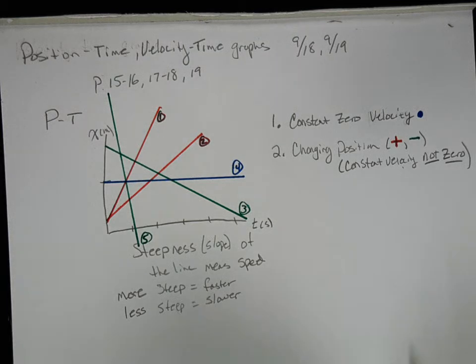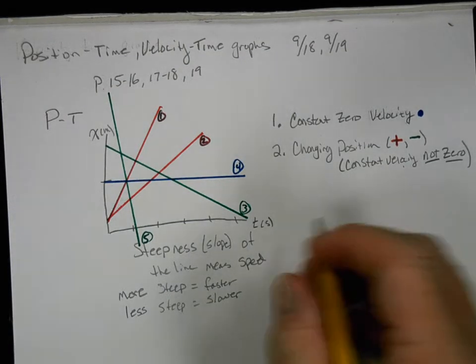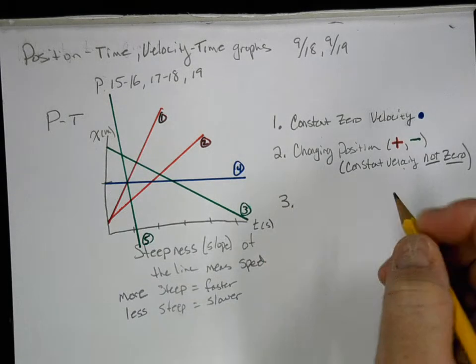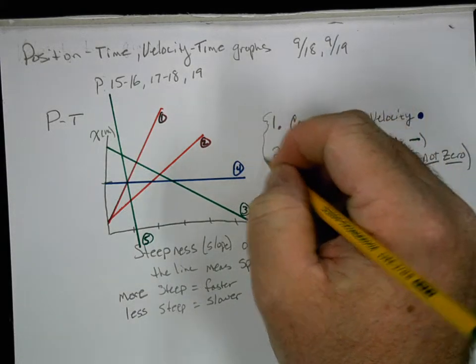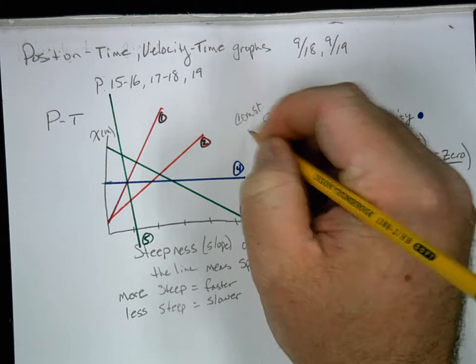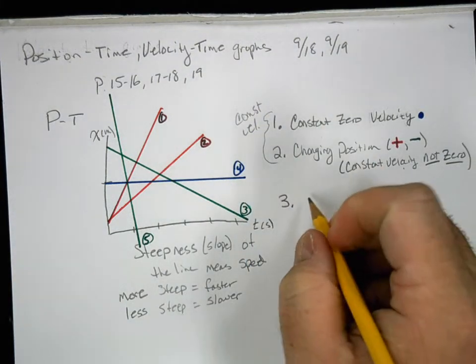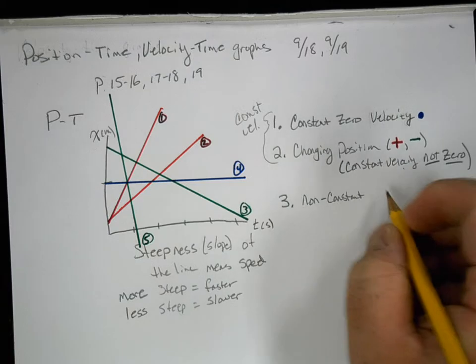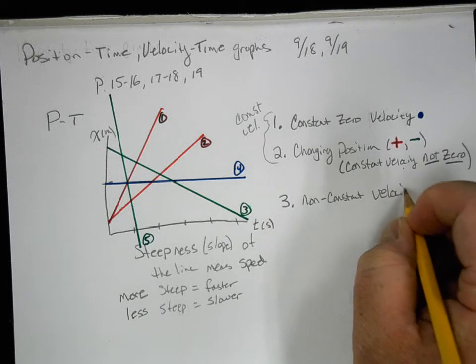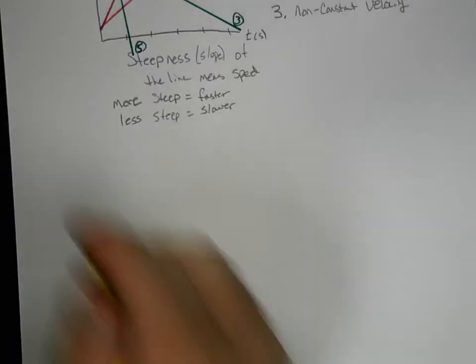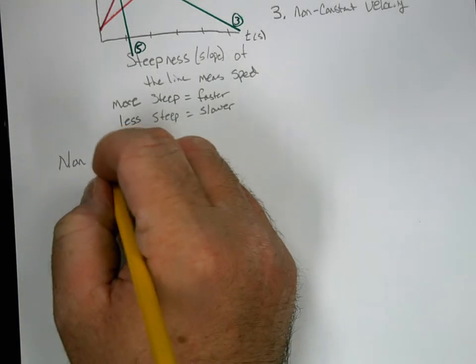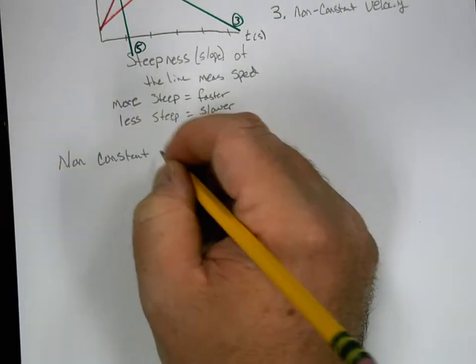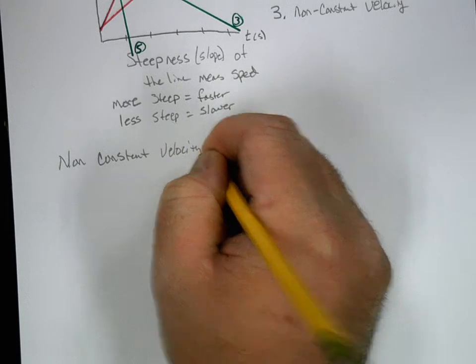Then we have our third condition. Now these two were both constant velocity. The third is if we have a non-constant velocity. And we came up with two versions of that. So we're going to come down here, and this non-constant velocity on a position time graph.